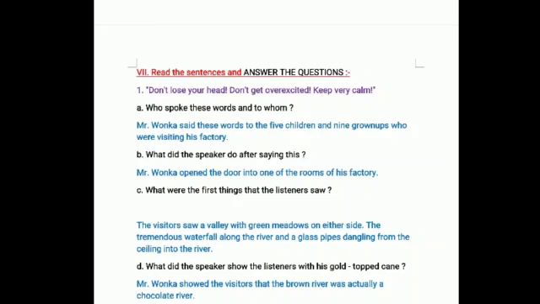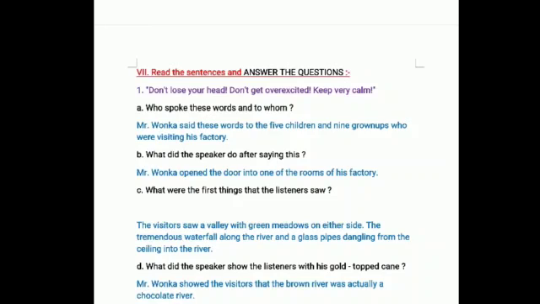Second, what did the speaker do after saying this? Yes, what did the speaker do? The speaker, Mr. Wonka, opened the door into one of the rooms of his factory. Next, what were the first things that the listeners saw? The visitors saw a valley with green meadows on either side, the tremendous waterfall along the river, and the glass pipes dangling from the ceiling into the river.